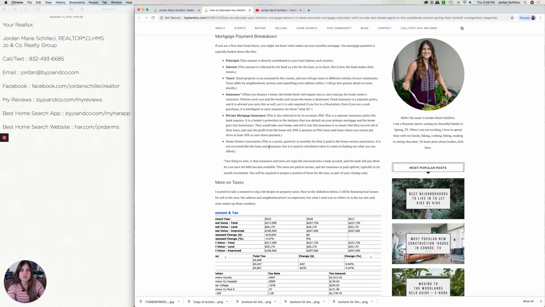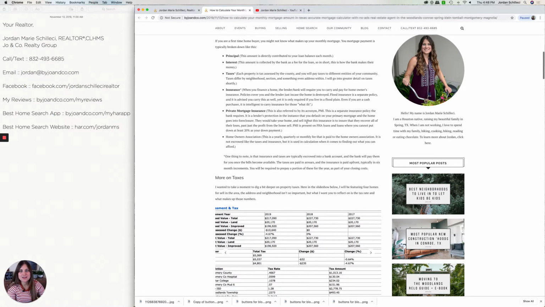And then insurance. When you finance a home, the lender or bank will require you to carry and pay for homeowners insurance. Policies cover you and the lender just in case the home is destroyed. Flood insurance is a separate policy. If the home has never flooded, it's about $525, and it is advised that you carry this as well, but it's only required if you're in a floodplain. Even if you are a cash purchaser, it's still intelligent to carry insurance for those what-ifs.